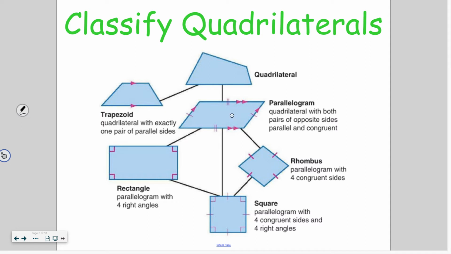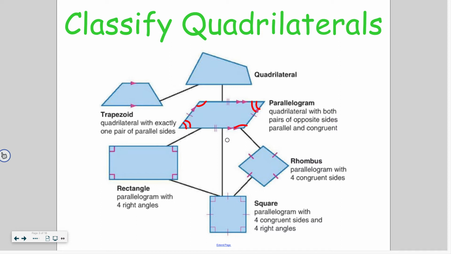If you come back over to this right offshoot, the first option is a parallelogram. So we have both pairs of opposite sides are parallel, so top and bottom are parallel, left and right are parallel. And then we also have the opposite sides are congruent. So right and left are the same size, top and bottom are the same size. Our opposite angles, so top angle over here and bottom angle over here, are congruent. And then we have our 2 smaller angles are also congruent.